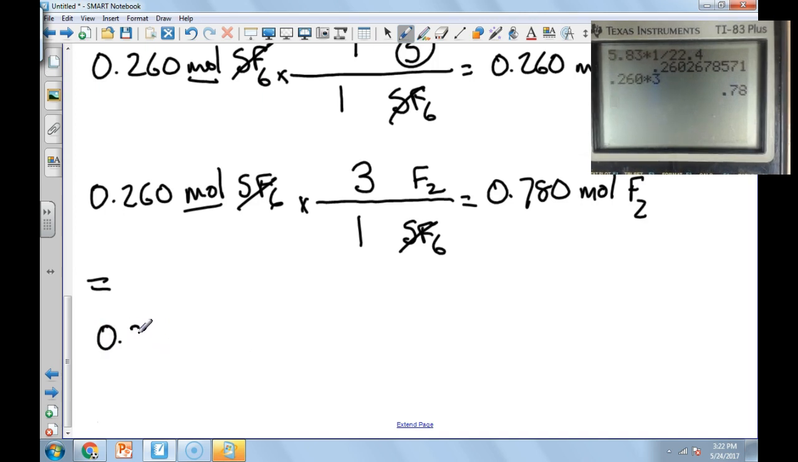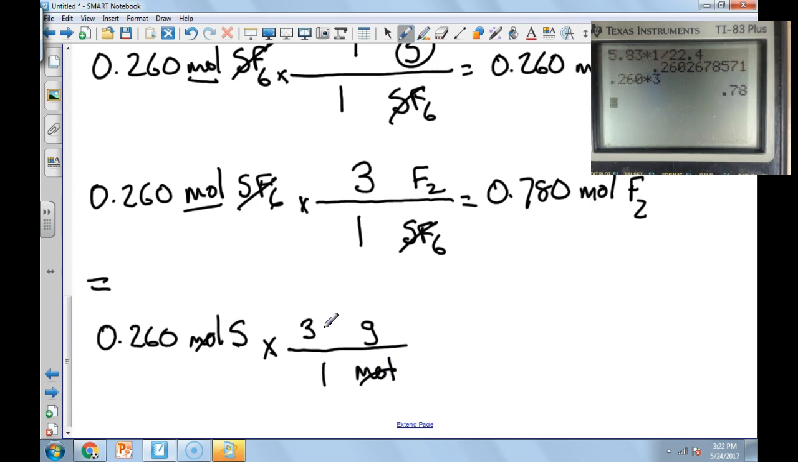So 0.260 moles of sulfur, X-line, and then moles on bottom, grams on top. Notice what's left is grams of sulfur. And so for every 1 mole of sulfur, we have 32 grams of sulfur. So 0.260 times 32 is totally, oh, that says 8.32.